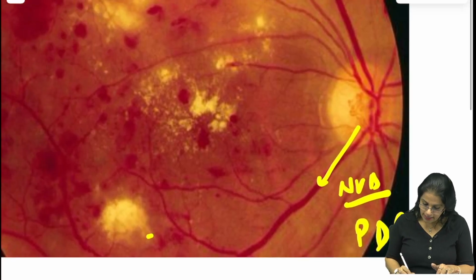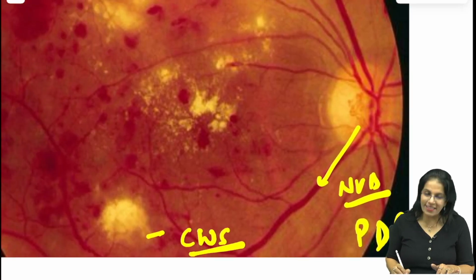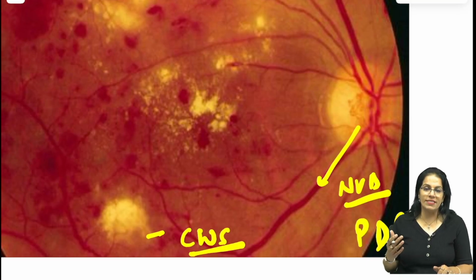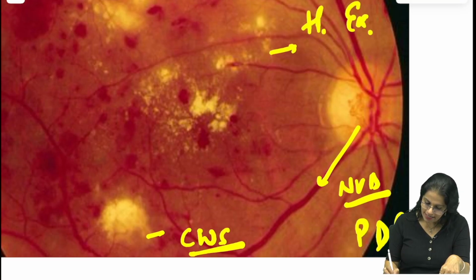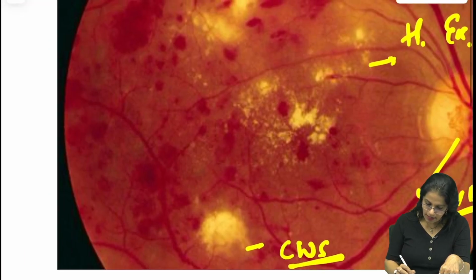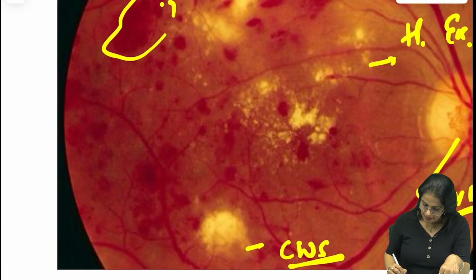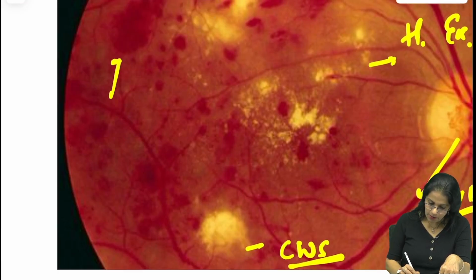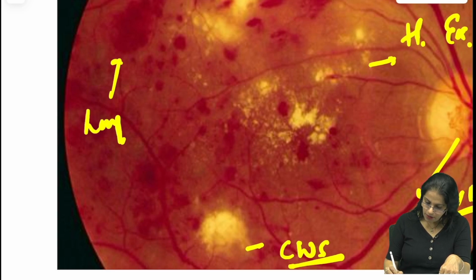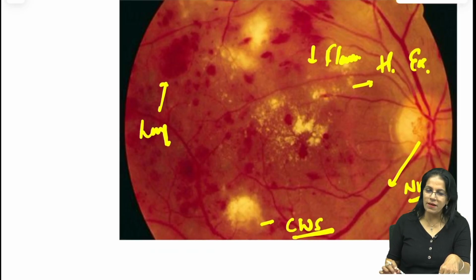What else can we see? This is your cotton wool spots, which is nothing but soft exudates, axonal debris. And hard exudates, these are the hard exudates. Okay, leaked lipids, these are hard exudates. These are all blot hemorrhages, large blot hemorrhage here, right? This is, I will just rub it, otherwise there is a confusion. So, this is your large blot hemorrhage, dot and blot, and this becomes your flame shaped hemorrhage.